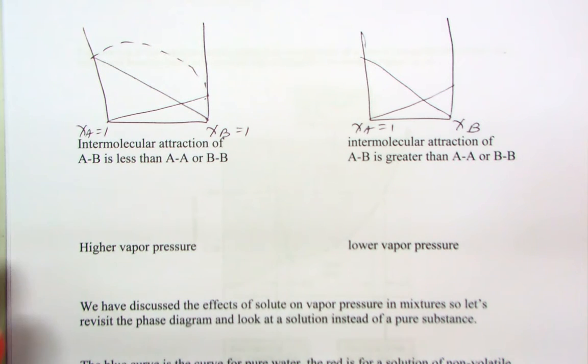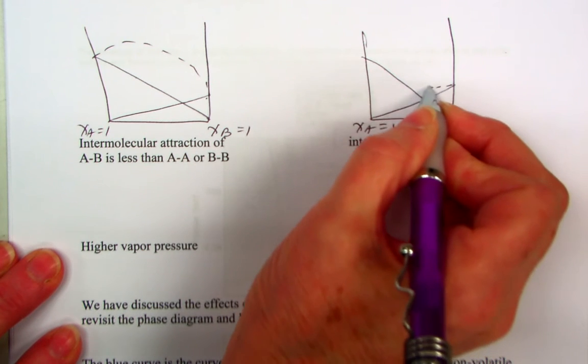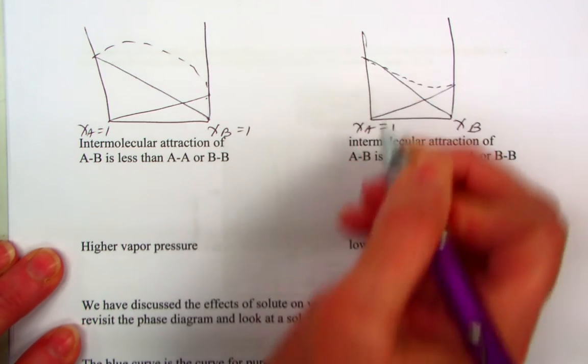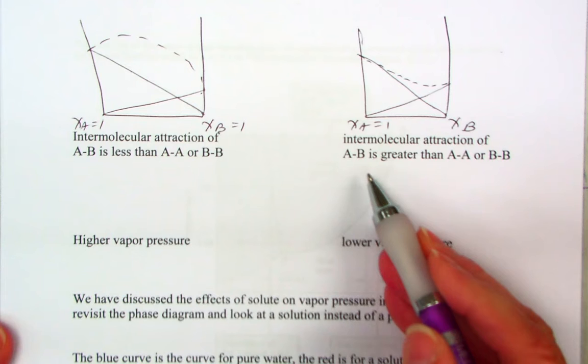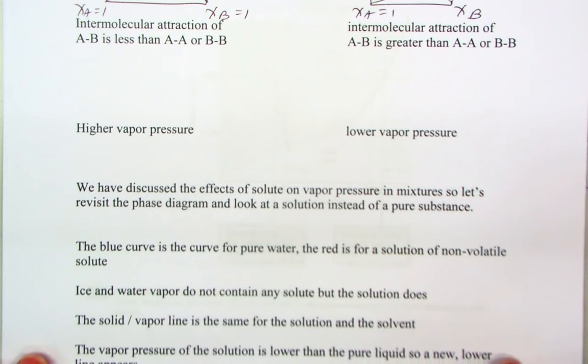You can have the other thing happen. Instead of a straight line going here, we get our dotted line sinking down. That's because the intermolecular attractions between the two components is stronger. So they're holding on to each other more tightly, which means less can evaporate and you get lower vapor pressure. Okay? So that's kind of what happens with the whole Raoult's law thing.